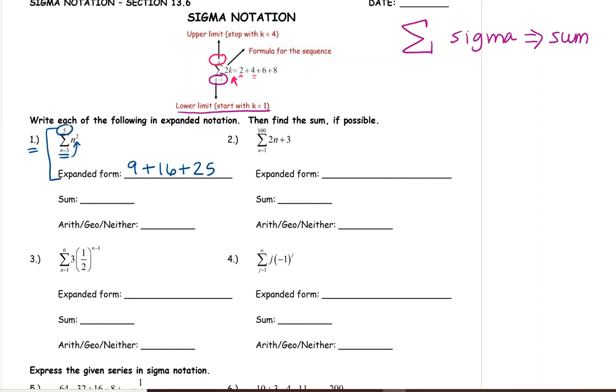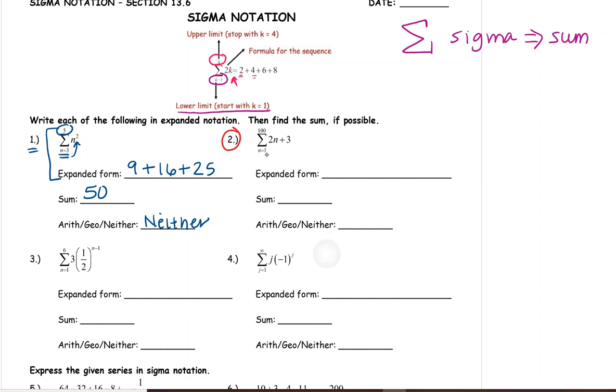So now it says to actually find the sum, so you would just add up those numbers. They add up to 50, and it asks you to determine if those numbers are in an arithmetic, a geometric, or neither pattern, and those happen to be in a neither pattern. Okay, so then what happens when we look at a problem like number 2? So same idea, but the problem here is that the upper limit is 100, and we definitely don't want to write out 100 numbers. So the general rule would go like this.